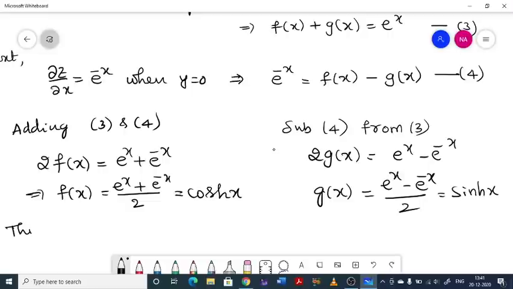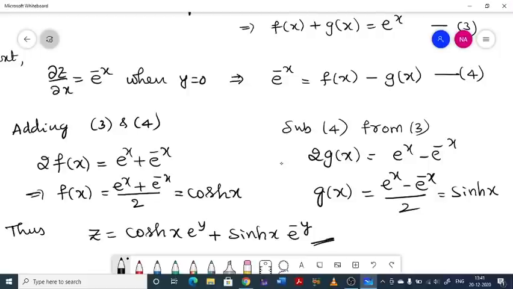Thus the required solution is z equal to f of x into e power y plus g of x into e power minus y, that is, cos hyperbolic x into e power y plus sin hyperbolic x into e power minus y. That is the required solution.